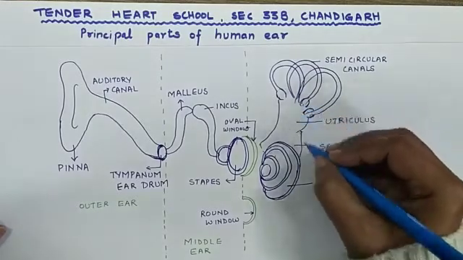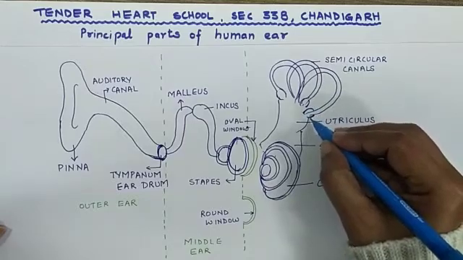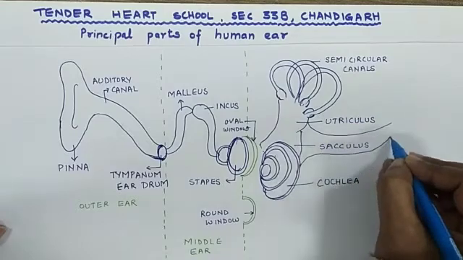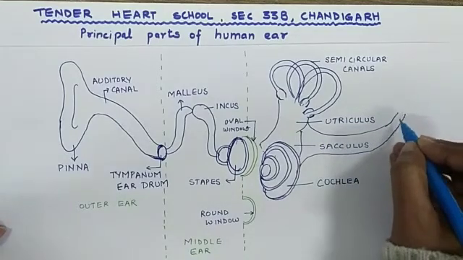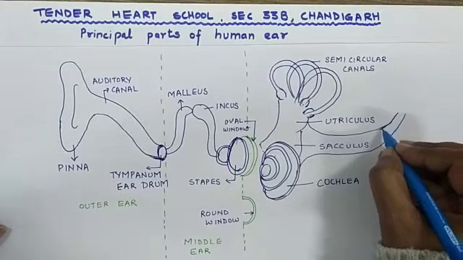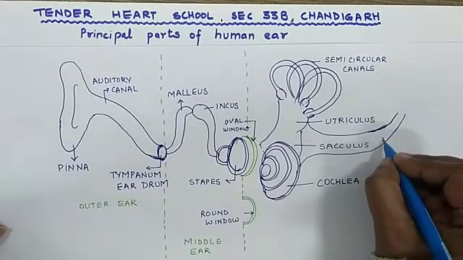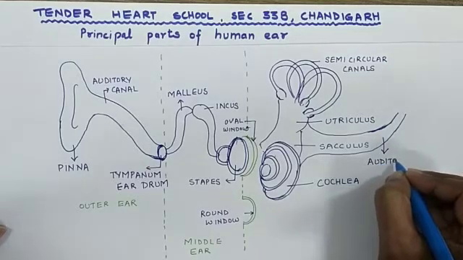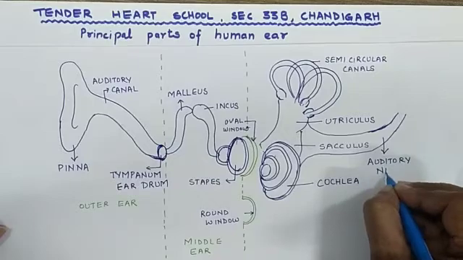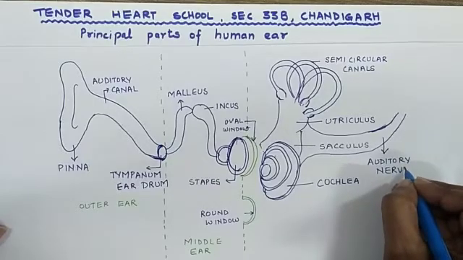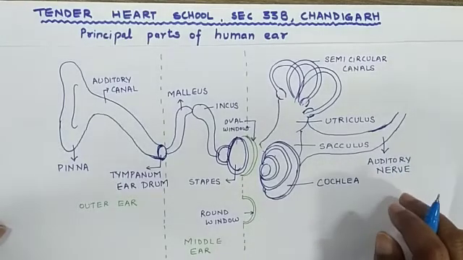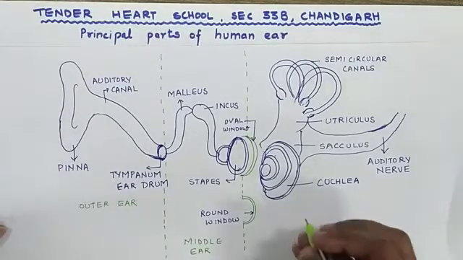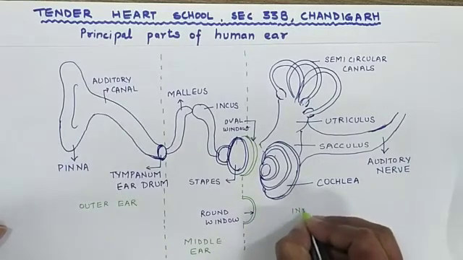Then from the whole of this inner ear we have one auditory nerve which is going to the brain. So this is your auditory nerve. The auditory nerve is a nerve which is taking the signals from the ear to the brain, right? So let us label this one as inner ear.